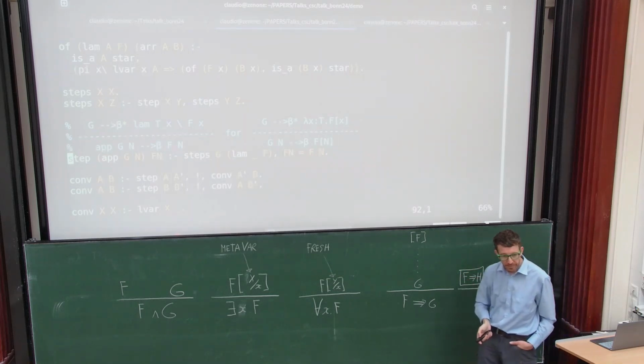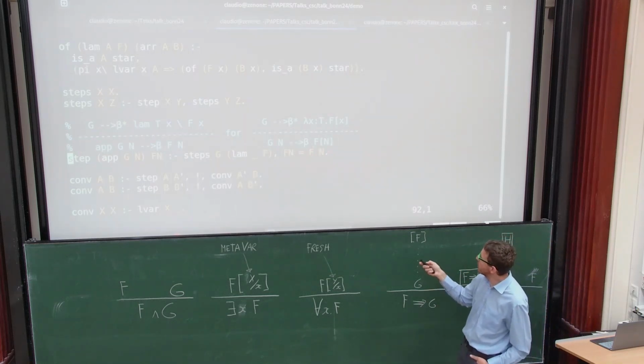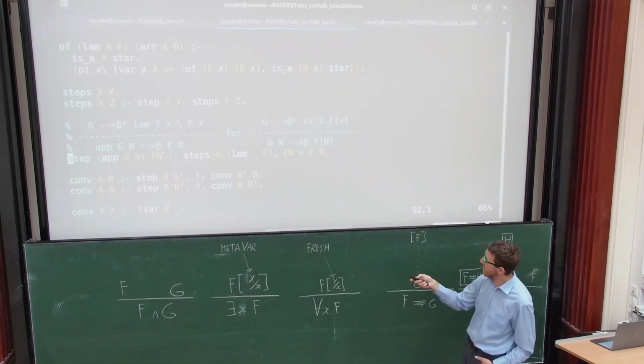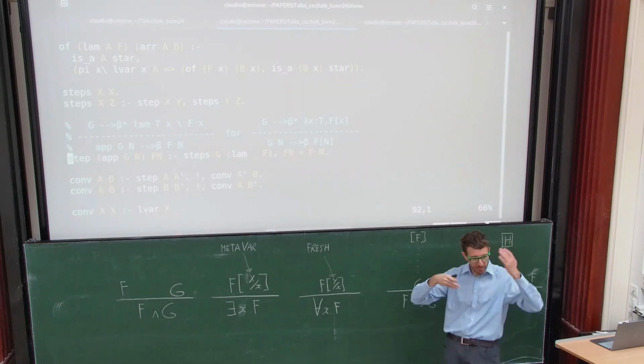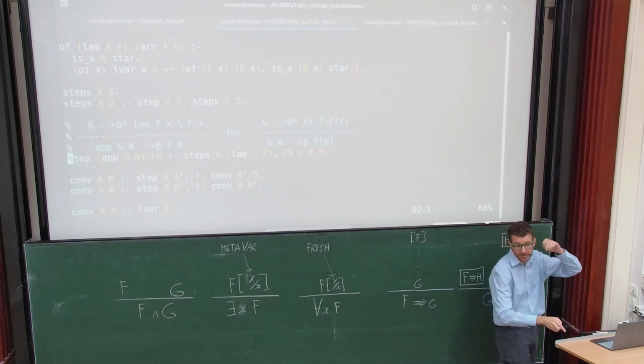What's this equality doing here? I could have written fn there. It would have been logically the same. By doing this, I'm first doing this and then doing that, which helps a little bit the determinism of the proof.